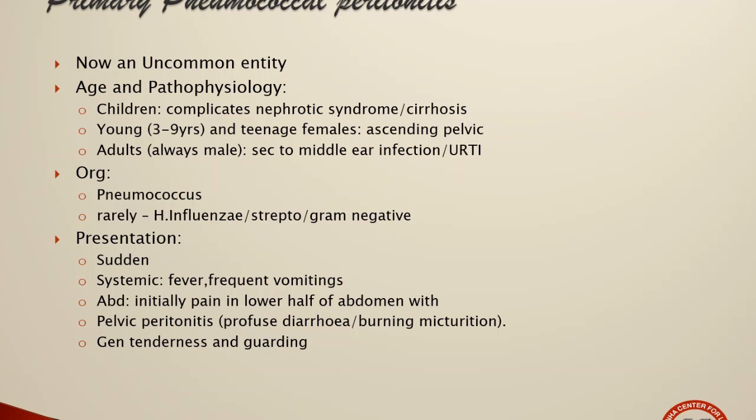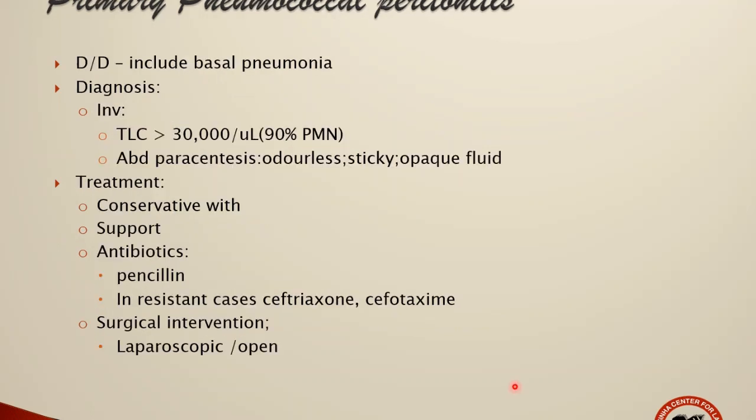The presentation, it is a sudden appearance, systemic fever, frequent vomitings, initial pain in the lower half of the abdomen with pelvic peritonitis features, like, remember the same thing, diarrhea, profuse diarrhea, burning micturition, and generalized rigidity and guarding. The differential diagnosis has to be from basal pneumonia.